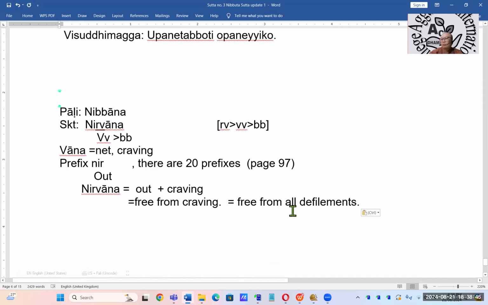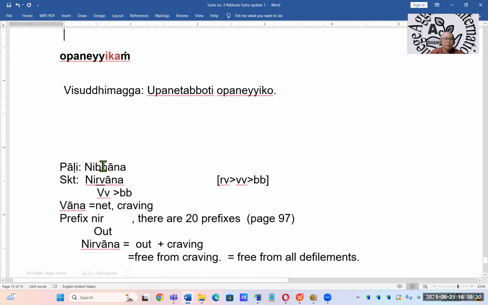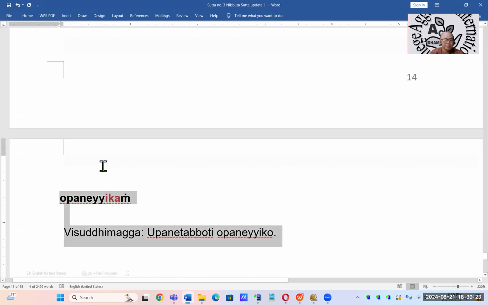Okay, so any question up to here about nirvana? Okay, no question. This is very simple. Look at the prefix. The prefix actually plays an important part, but not all the time does the prefix have meaning. Okay, you all must remember. Even though grammar has some fixed rules, there are always some exceptions. In this case the prefix has meaning, but sometimes the prefix has no meaning. All right. Okay, now the next one will be this opanaikam.